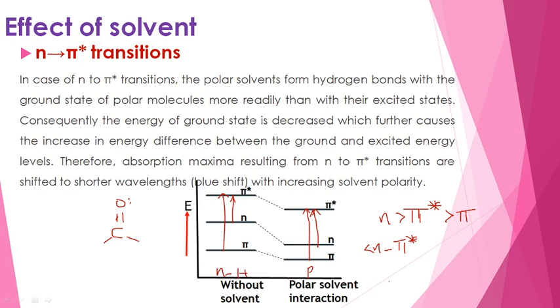As the energy gap is lowering, the pi to pi star transition will be increased for the case of carbonyl compounds. That means pi to pi star transitions will experience a bathochromic shift, and n to pi star transitions will experience a hypsochromic shift due to the influence of polar solvent. This is due to the hydrogen bonding present between the non-bonding electrons and the polar solvent.